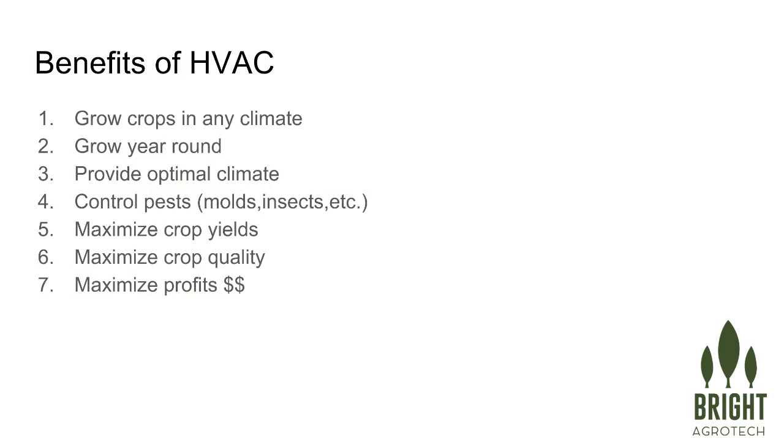So I have a short list here. The benefits of cooling your facility, growing indoors. Again, you can grow crops in any climate. You can grow year-round. You can provide the optimal climate for your crops. Also helps to control pests, right? When you have good climate control. Can you help us understand that a little bit?